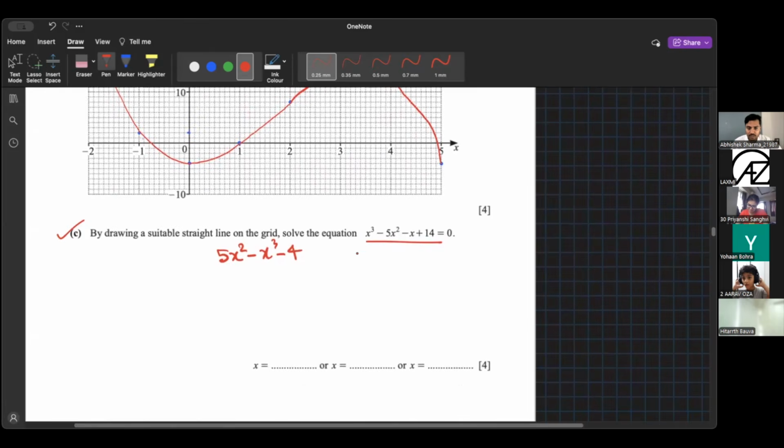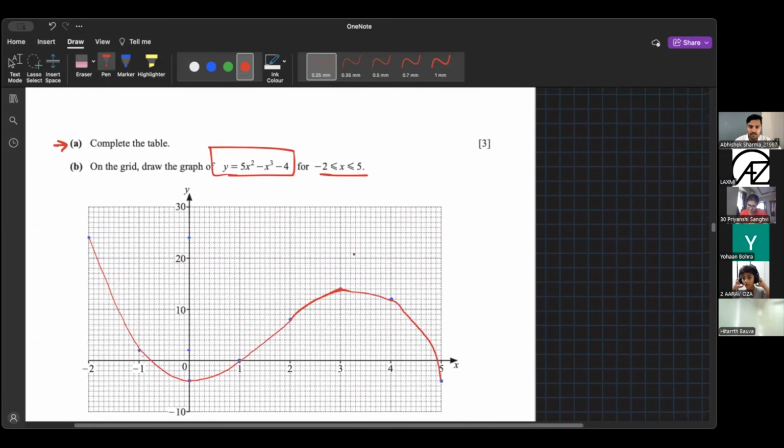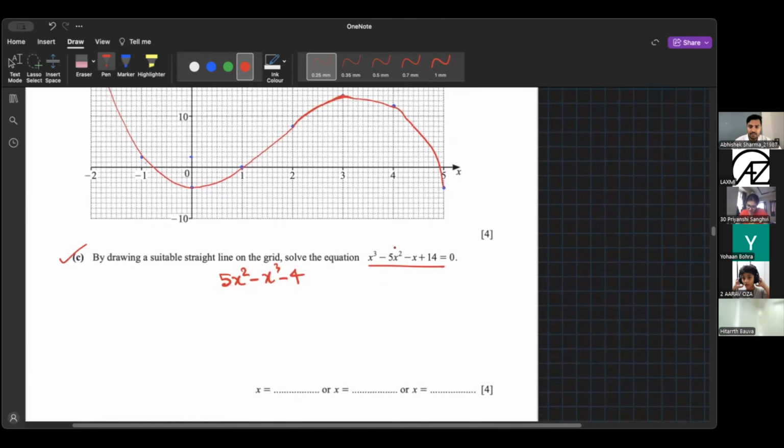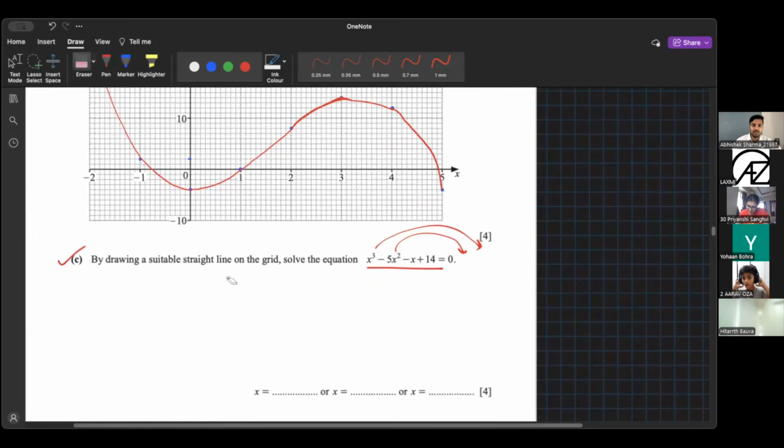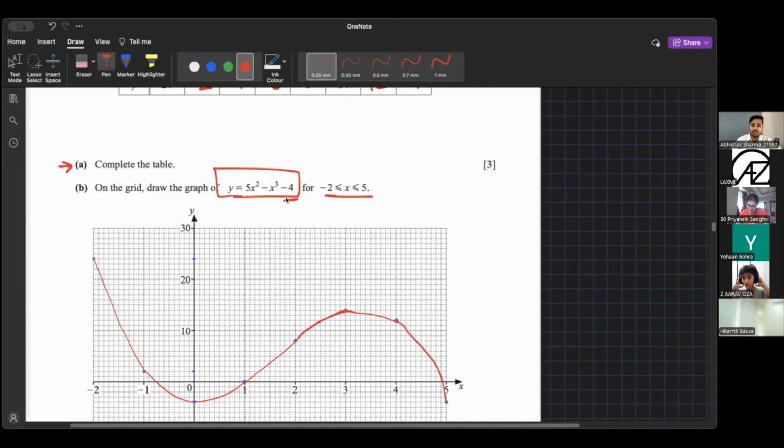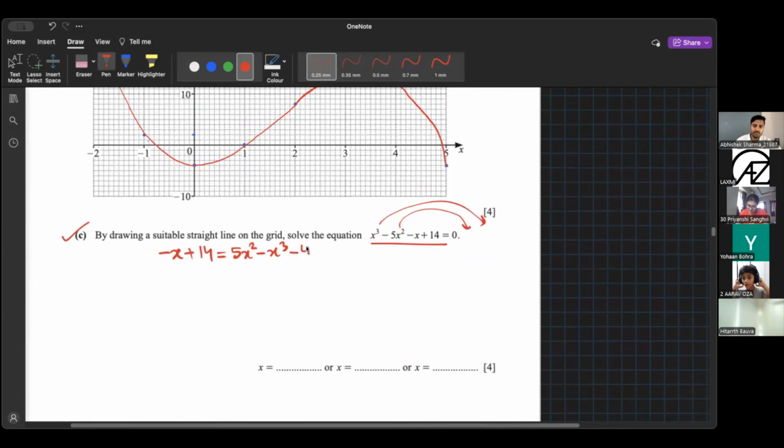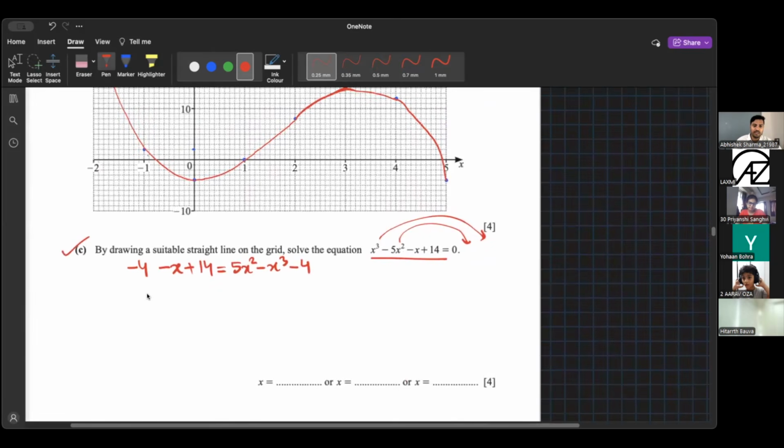So what is additional over here? Let's say we take 5x square to the other side and x cube to the other side. We can write minus x plus 14 is equal to 5x square minus x cube. Now in this equation we have an additional negative 4, so do negative 4 on both sides. We get minus x plus 10 equals 5x square minus x cube minus 4. So this is the line that we have to sketch: y is equal to minus x plus 10.